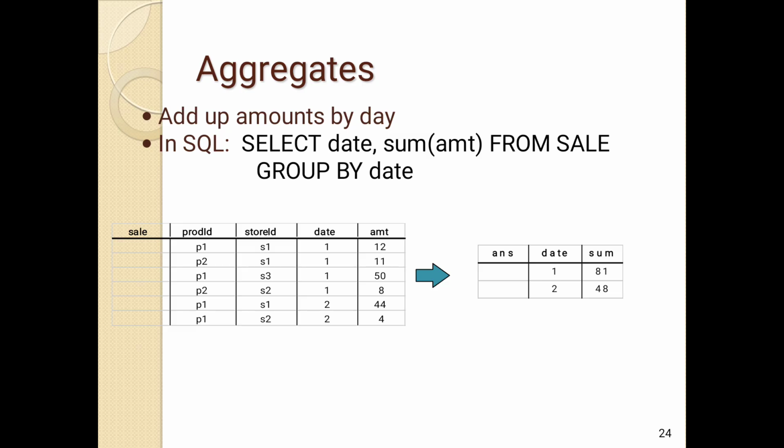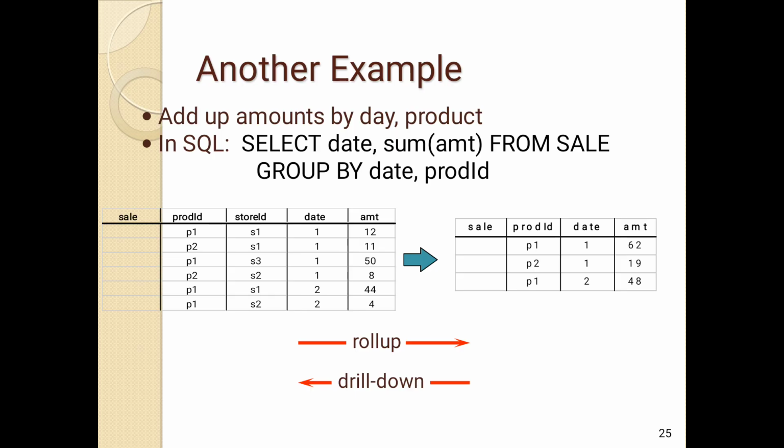amount is 48. So another example: select the date, sum of amount from sales group by date and product ID. So we are not considering store here, we are considering the date and also product ID. So for date 1 we have products P1 and P2. For date 2 we have a single product, P1 only. So the amount is split, right? The 81 is split into 62 and 19 based on products P1 and P2.